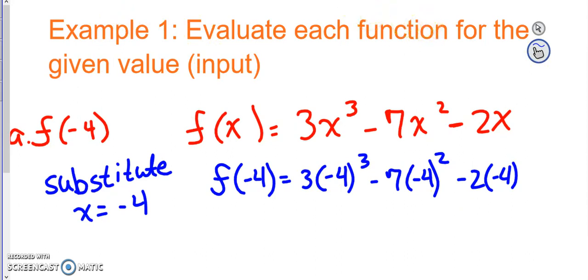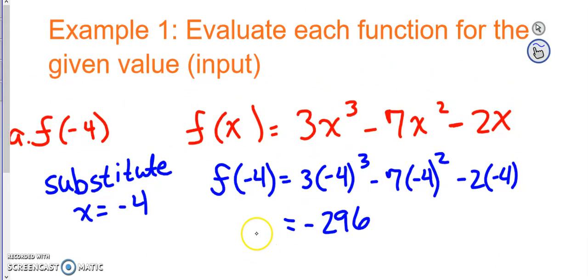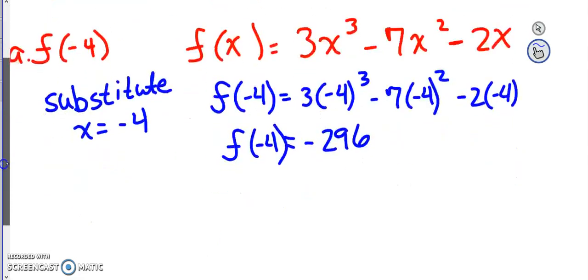All right, so now at that point we go ahead and work it out. We raise this to the third power, which should give us negative 64. Raise this to the second power, gives us positive 16. And then we multiply it by the coefficients and take our numbers through. So whenever we finish, the answer is negative 296. Now, for this problem, I'm going to say f of negative 4 equals that. So make sure you have that part because that is important.